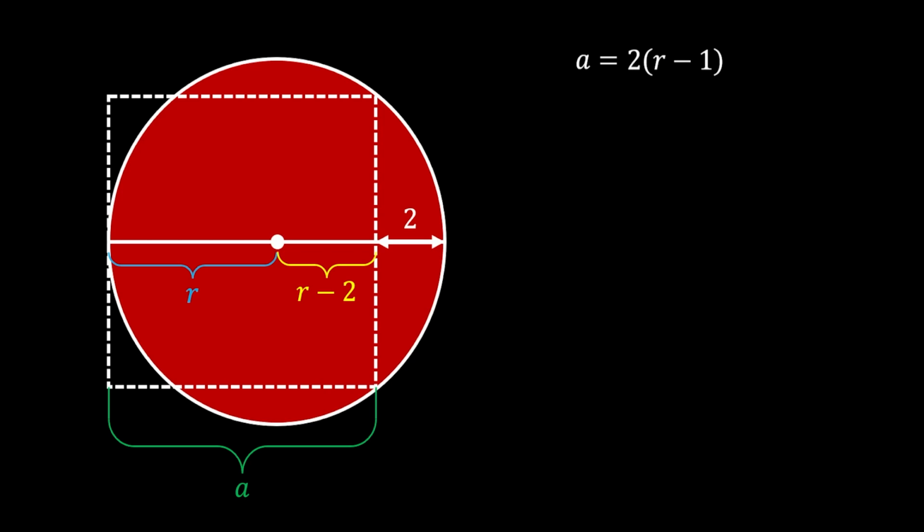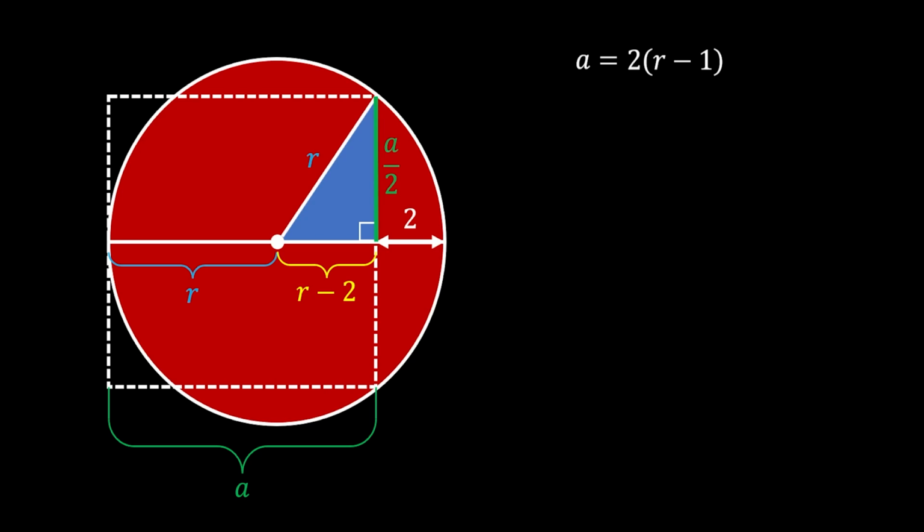Now let's try to find another one. Let's draw a line from the center of the circle to the intersection point of the upper right corner of the square and the outer line of the circle. This will also be the radius of our circle. We can see that this line forms the right triangle that has the hypotenuse r, the down leg of r minus 2, and the right leg will be equal to half of the side of the square, so that is a over 2.